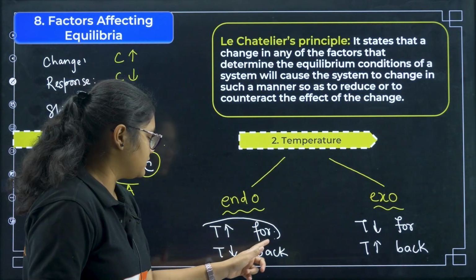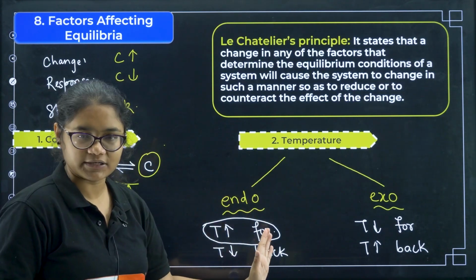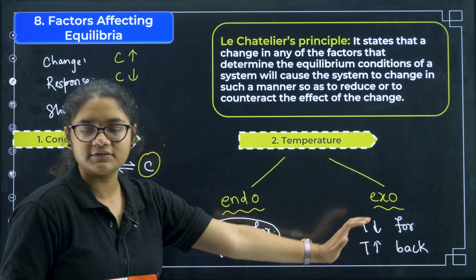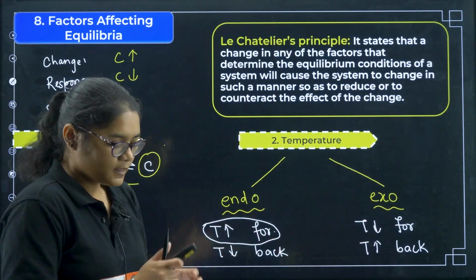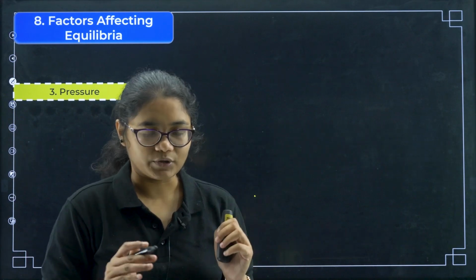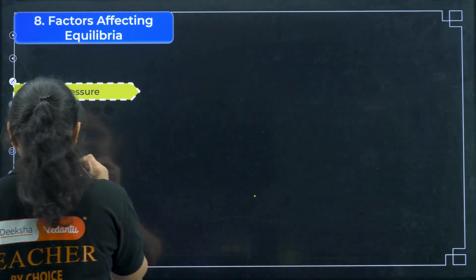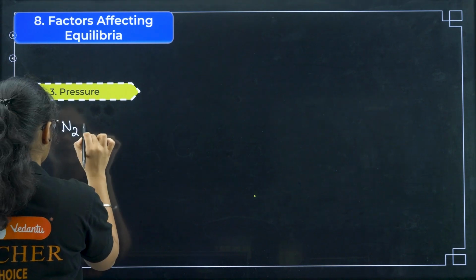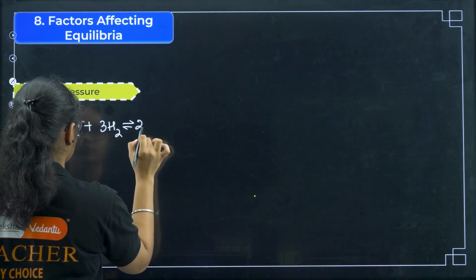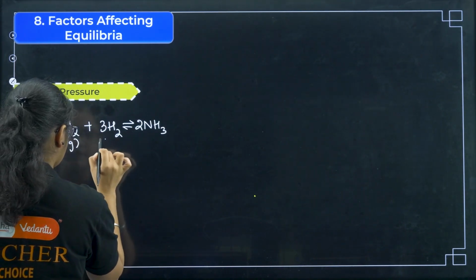You just have to remember one thing. For endothermic, if you increase the temperature, it is forward reaction. For exothermic, if you decrease the temperature, it is forward reaction. Clear? Next, we'll go to the next factor, that is pressure. This is very important and easy. So now see, suppose we have a reaction N2 plus 3H2 gives 2NH3. So these all are gases.